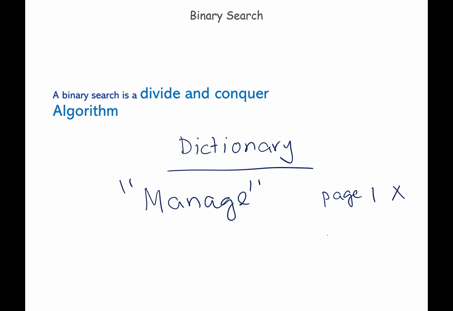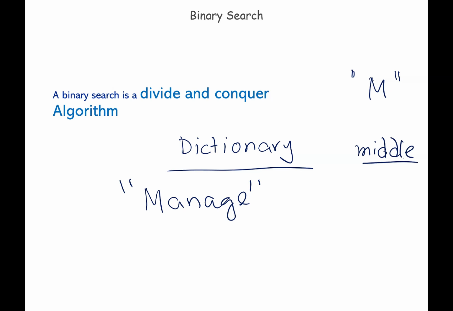Do you go to the last page? No, you don't do that, right? Because you know that the last page has the words with Z. Okay, so where do you look? So you try to find the words that are with M. M is roughly in the middle in the alphabet. So you go to the middle of the dictionary, right? So you go to the middle of the dictionary.